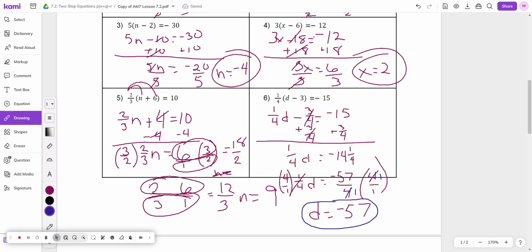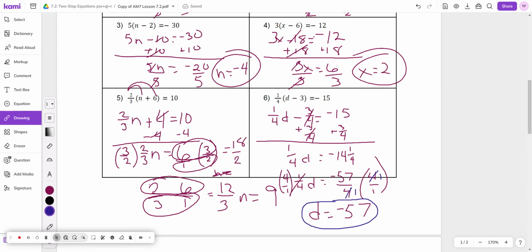Okay, this one had the potential of getting pretty sticky. But in the end, it actually worked out pretty nicely. So, I did the distributive property. Negative 1/4 times d gives me negative 1/4 d, and negative 1/4 times 3 gives me negative 3/4, is equal to negative 15. Add 3/4 to both sides. That gave me negative 1/4 d is equal to negative 14 and 1/4. I changed it to an improper fraction because I just prefer to deal with them as improper fractions.